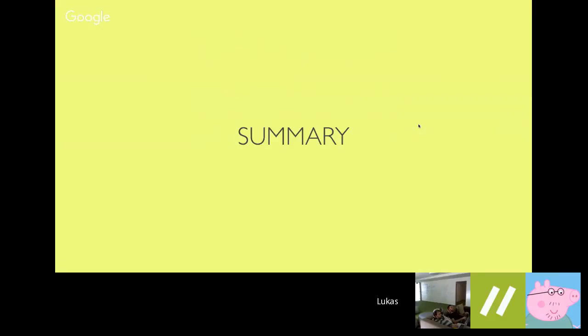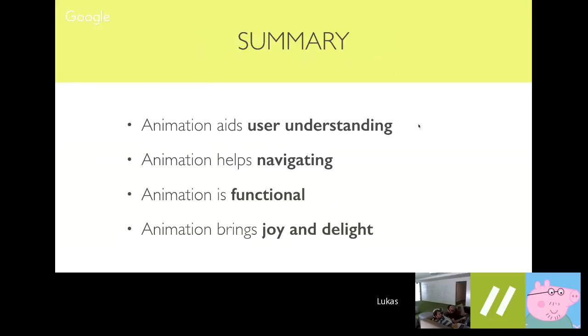So, in summary, here are some points that I think we've talked about today. Animation aids in user understanding, like I said, because it visually explains to the user what is going on. Animation also helps navigating, because it gives the user clues where he or she is in this virtual space and how to navigate around it. And like I said before, animation is functional because it keeps you visually informed about the status of a system or a specific part. And animation brings joy to an otherwise lifeless and static interface, I believe.